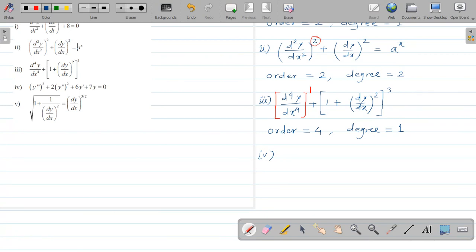Now fourth one is given in the form of y triple dash bracket square plus 2 into y double dash bracket square plus 6 into y dash plus 7 into y is equal to 0. Okay, this type of differential equation is given. Now what is the meaning of y triple dash? See, the function is given y is equal to f of x. Usually its derivative can be written as dy by dx with respect to x, or symbol you can use like this, y dash. Dy by dx means y dash.